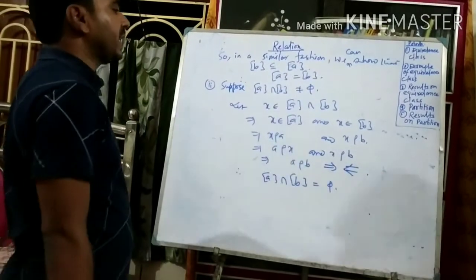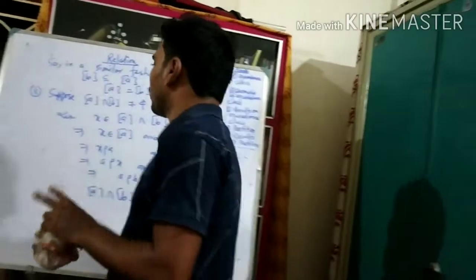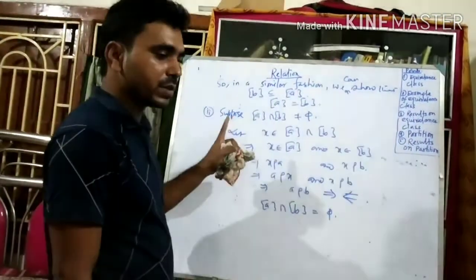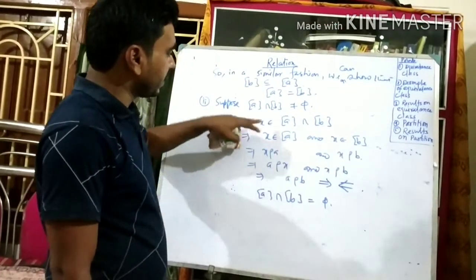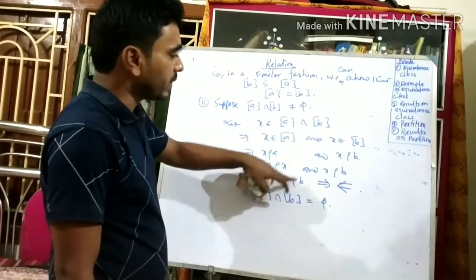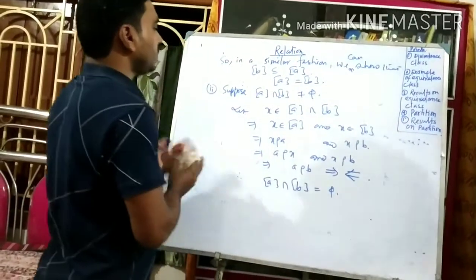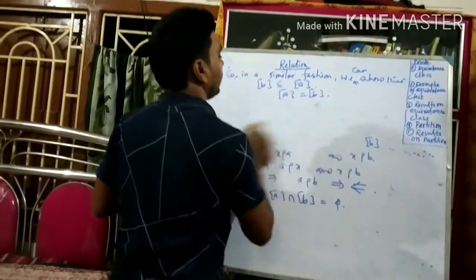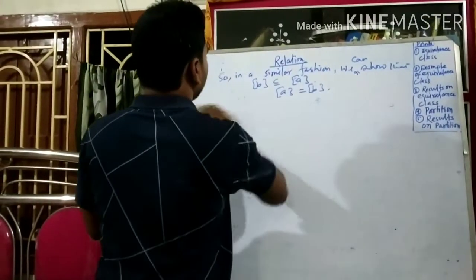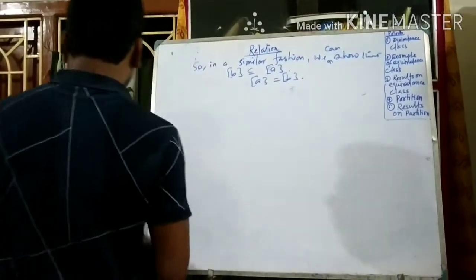So what we have seen is that if any two elements are related by an equivalence relation, then their corresponding equivalence classes will be equal, and if they are not related by that equivalence relation, then their corresponding equivalence classes are distinct. Okay. So let us come to the following observations.